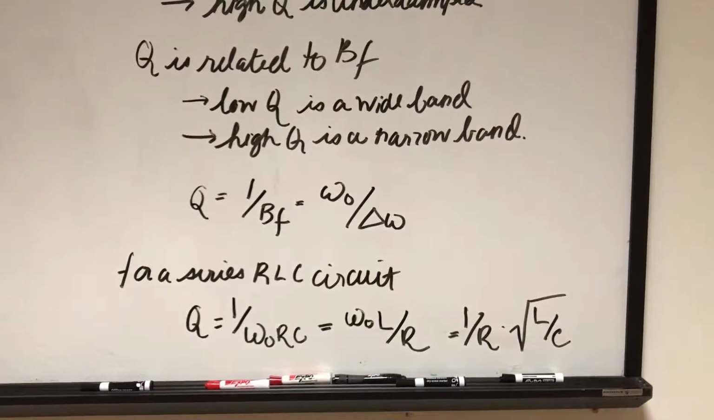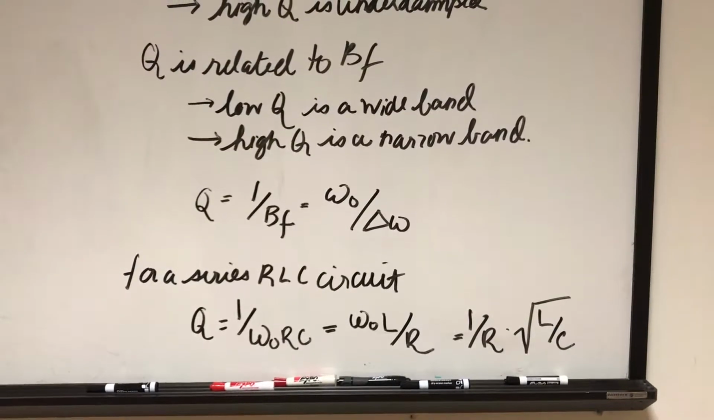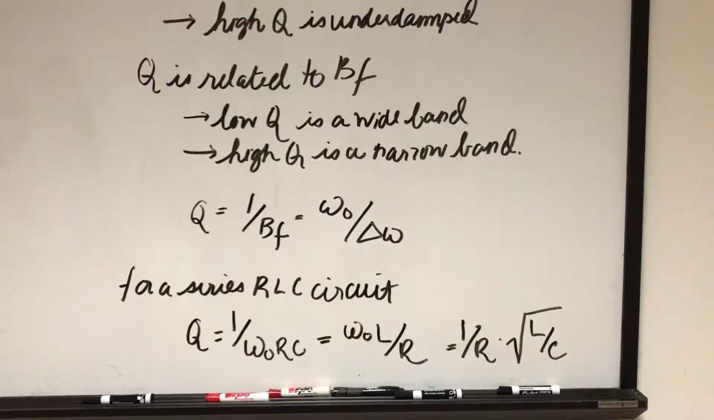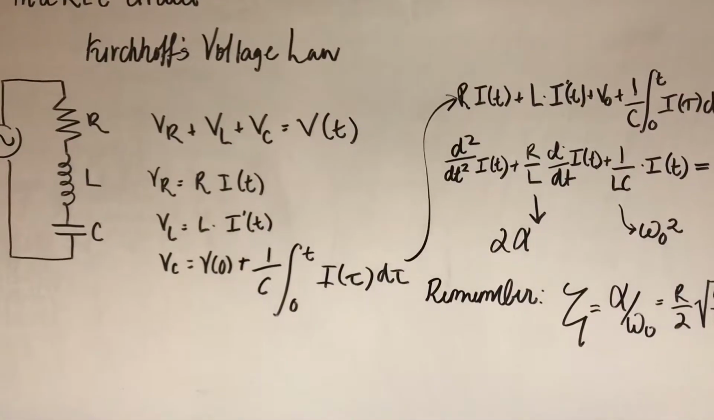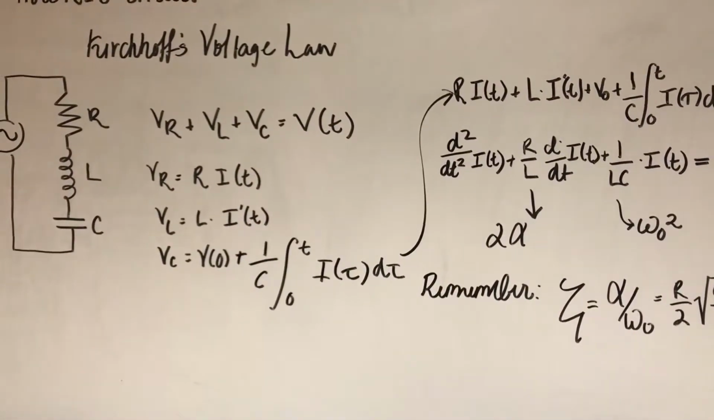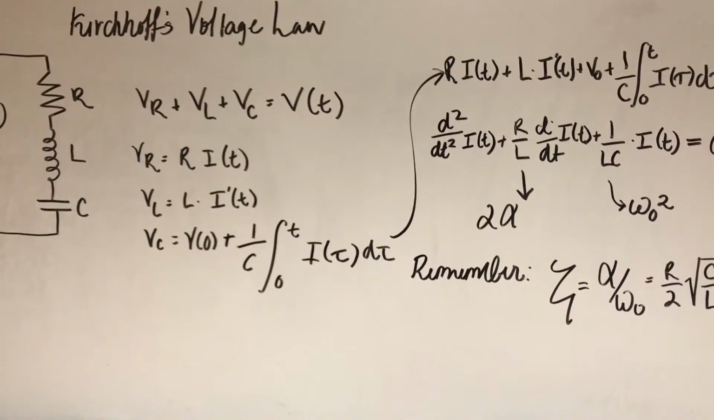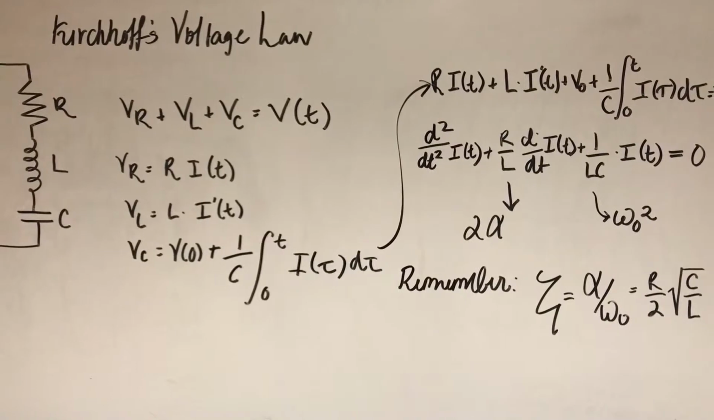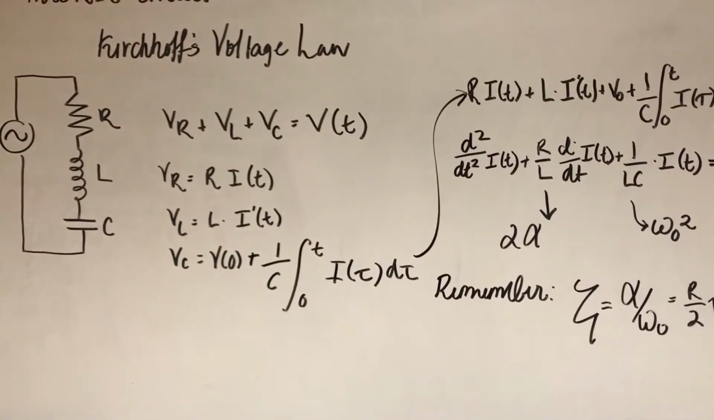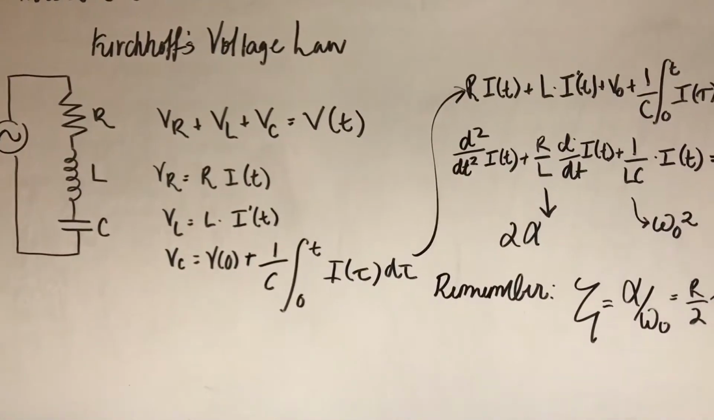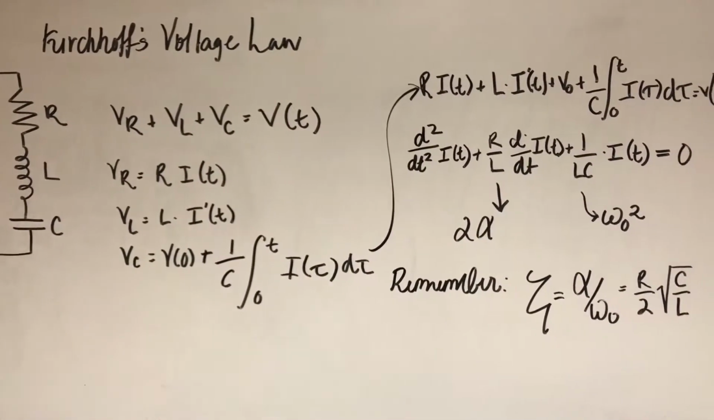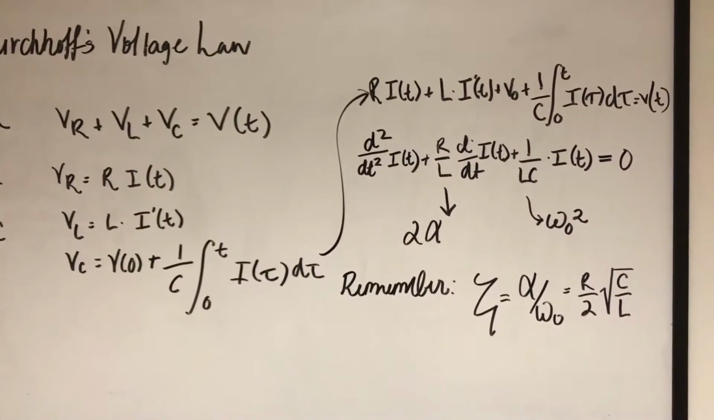For a series RLC circuit, Q can be derived as equal to 1 over R times the square root of L over C. We derive the voltage across the resistor to be R times the current as a function of time, the voltage across the inductor to be L times the derivative of the current as a function of time, and then the voltage across the capacitor, which is the initial voltage plus 1 over the capacitance times the integral from 0 to t of I as a function of tau, which is the time-related constant.